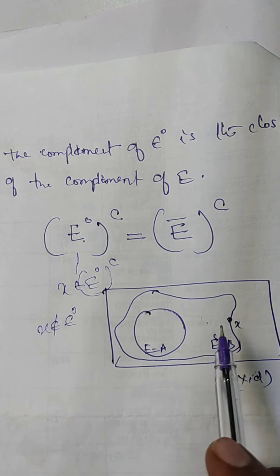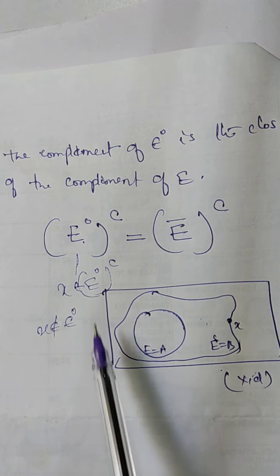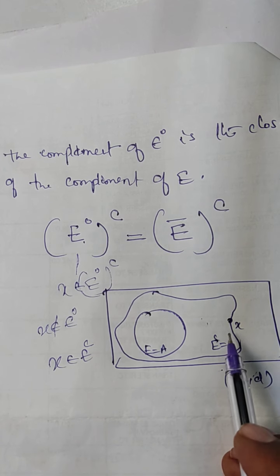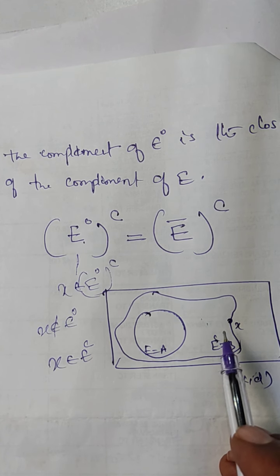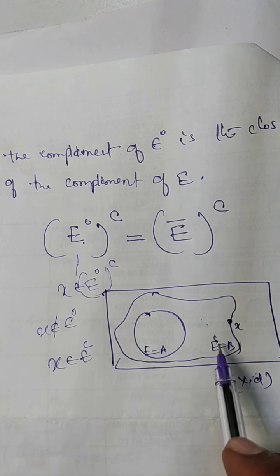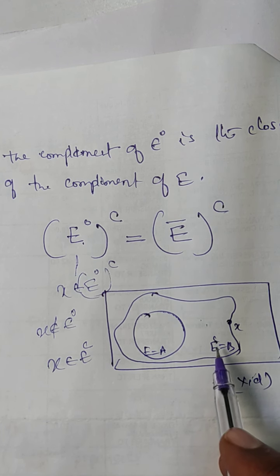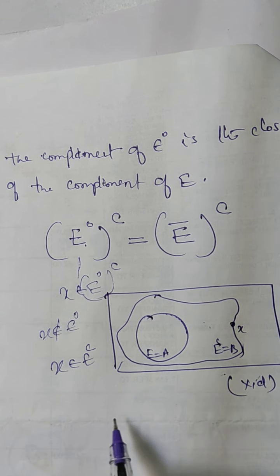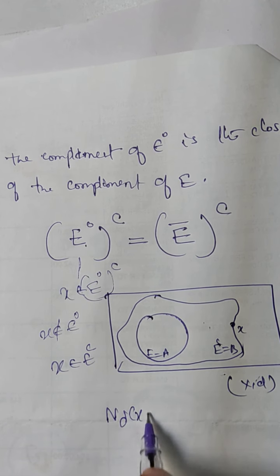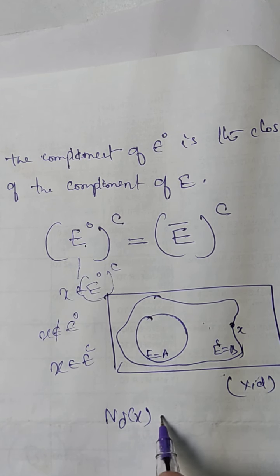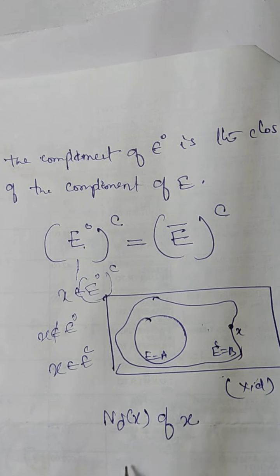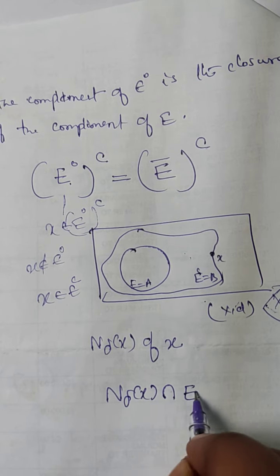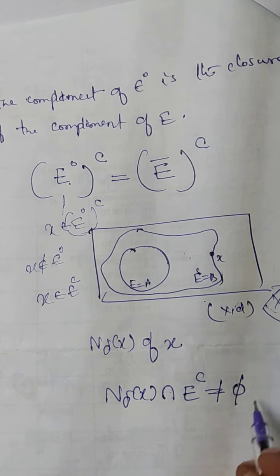And from that we can say that X belongs to E complement. From that we can say that X belongs to E complement, right? X could be a limit point of E complement closure. For that, if you consider a neighborhood N of X such that this neighborhood N of X intersected with E complement will not be equal to phi.